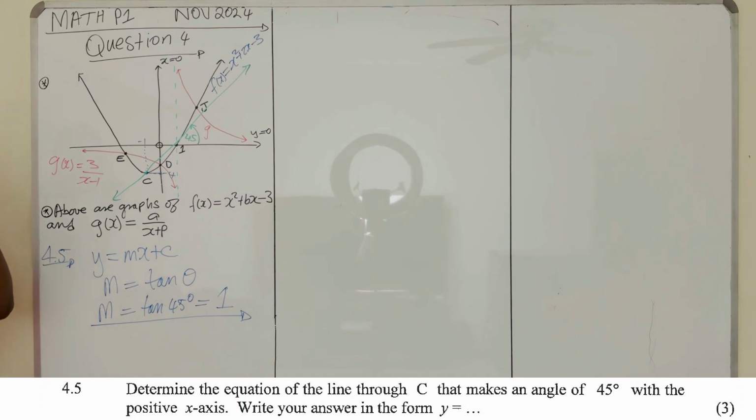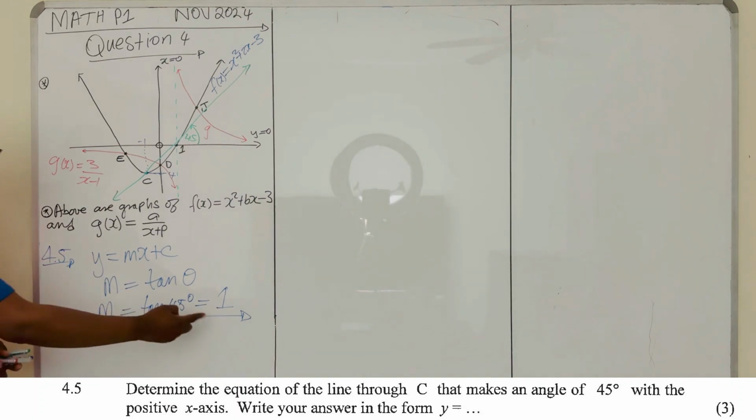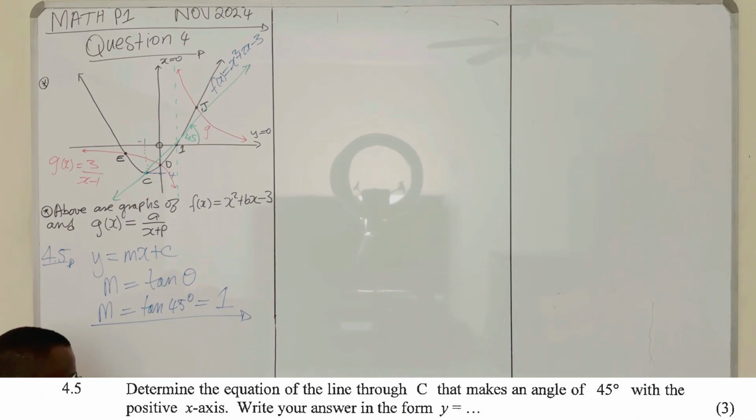The tangent of 45 degrees is 1. So your gradient is 1. We can substitute our gradient back into our function: y is equal to m, which is 1, x plus c. Now you need 1 point, like you did with the previous questions. Just take the point that is available, the coordinates of C, which you calculated to be -1 and -4. Substitute these points, your y and your x. So -4 is equal to -1 plus c. Therefore, c is equal to -3.